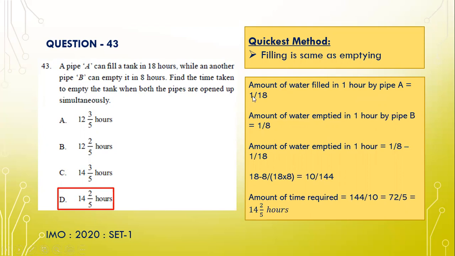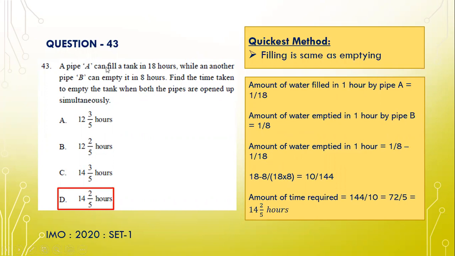So in 1 hour, it can fill 1/18th of the tank. The amount of water emptied by B: it empties the tank in 8 hours, so in 1 hour it can empty 1/8th of the tank. Pipe A fills 1 upon 18th of the tank in 1 hour, and pipe B empties 1/8th of the tank in 1 hour. So the amount of water emptied in 1 hour will be 1/8 minus 1 upon 18.